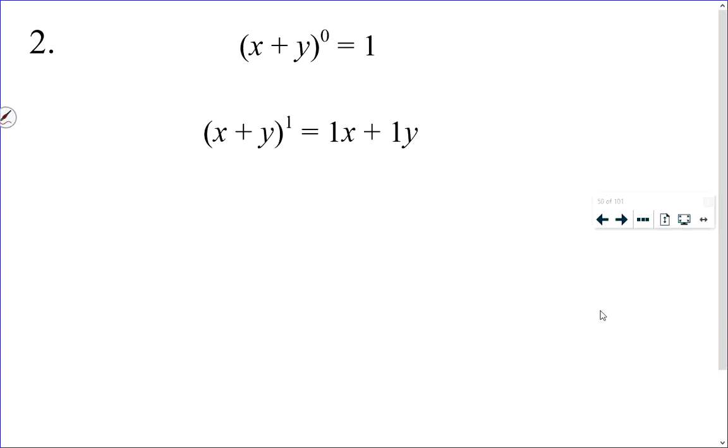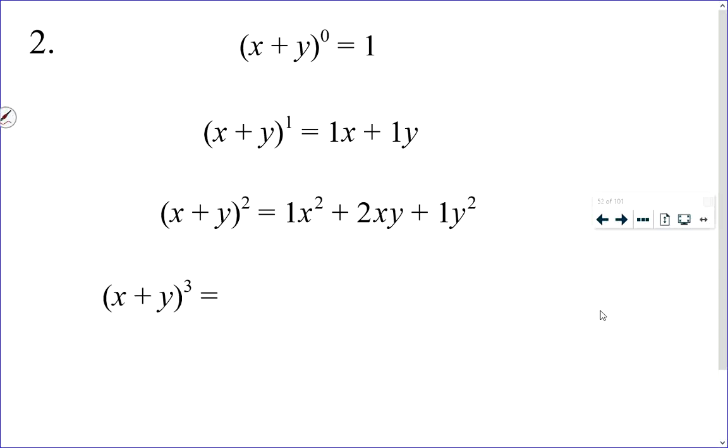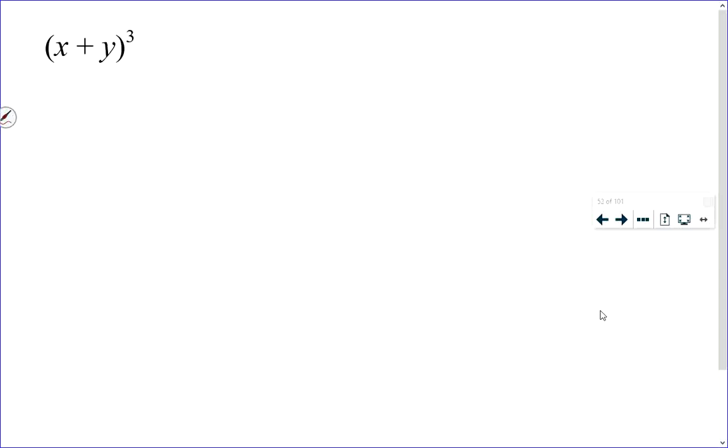If I take a look at x plus y, the binomial raised to the 1, well, that just means it's x plus y. It's 1x plus 1y. X plus y squared, we've already established that that's x squared plus 2xy plus y squared. X plus y cubed, I do want to show this to you. If I said, what is x plus y cubed? Here's what you would need to do. And you don't write this down. There's no need to. Just focus on the screen.